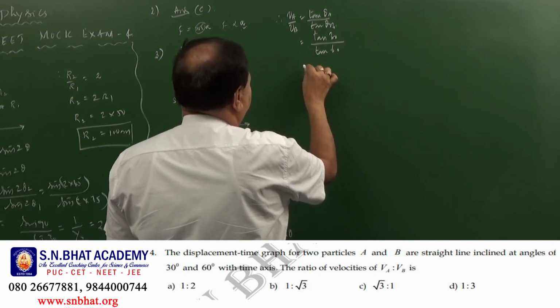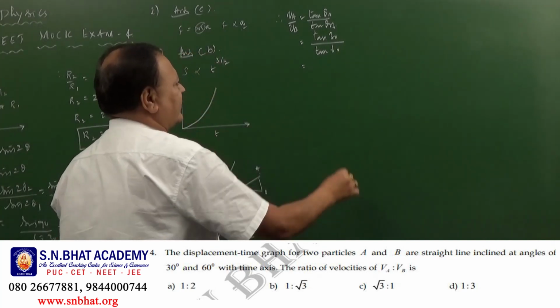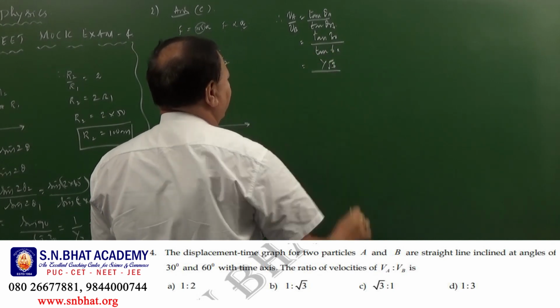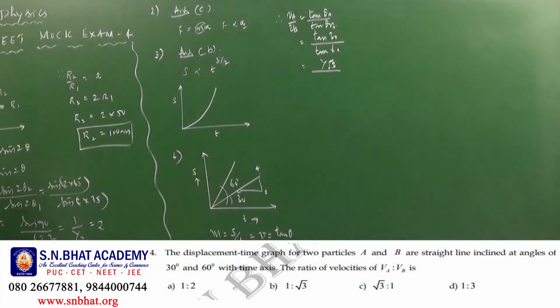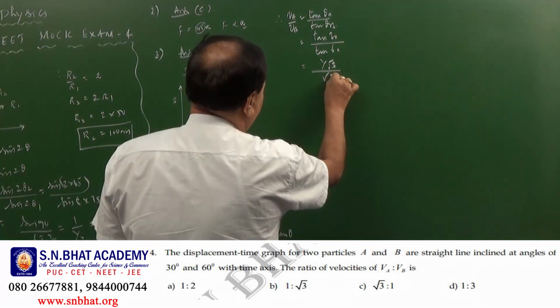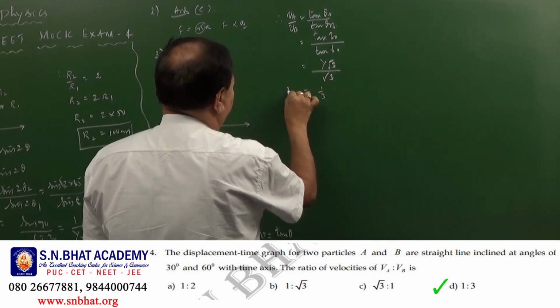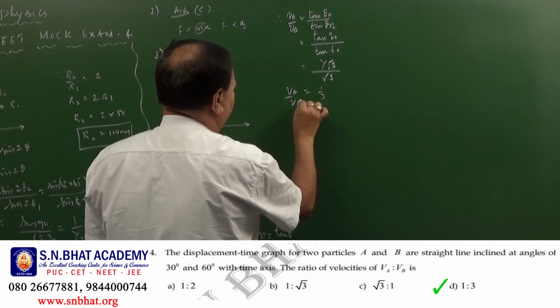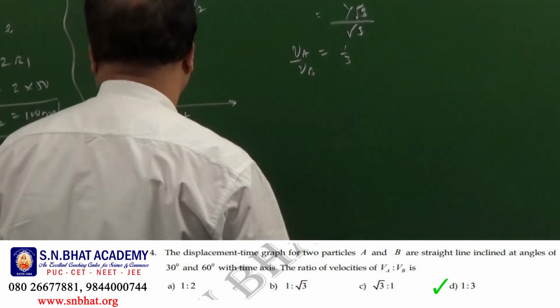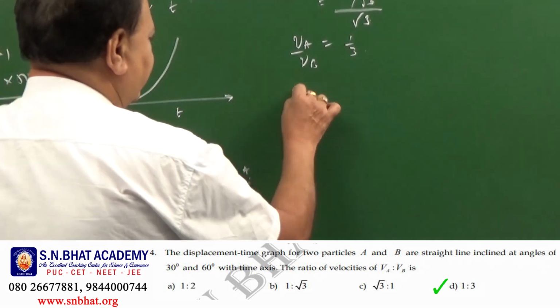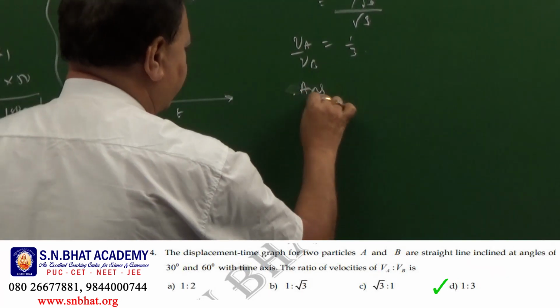You know that the value of tan of 30 degree is equal to 1 by root 3, and your tan of 60 degree is equal to root 3, and therefore this 1 by 3 comes out to be equal to 1 by 3, and therefore your VA by VB is equal to 1:3, and therefore the answer for this question is 1:3, and for the fourth question the answer is D. So the answer for this question is D.